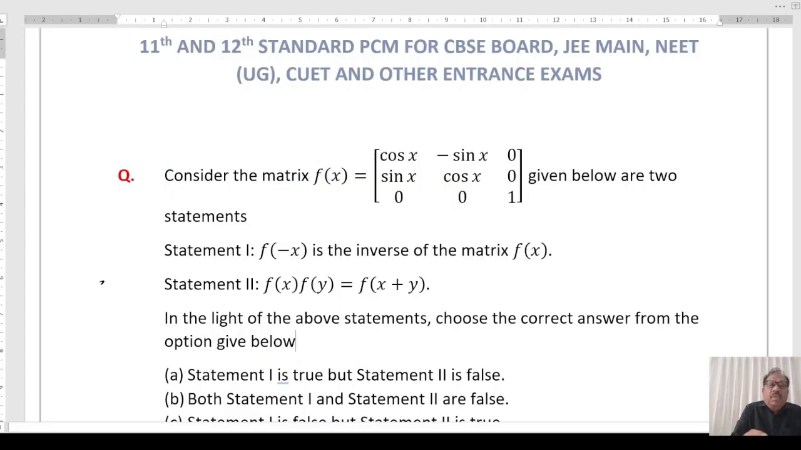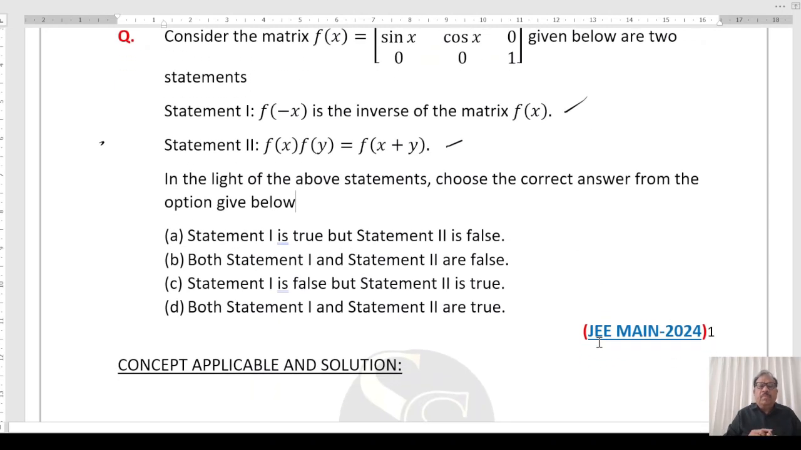Question is, consider the matrix f(x) equal to [cos x, minus sin x, 0; sin x, cos x, 0; 0, 0, 1]. Given below are two statements. Statement 1: f of minus x is the inverse of the matrix f(x). Statement 2: f(x) into f(y) equal to f(x plus y). Now we have to pick one of the correct answers: both are true, both are false, one is true, one is false.